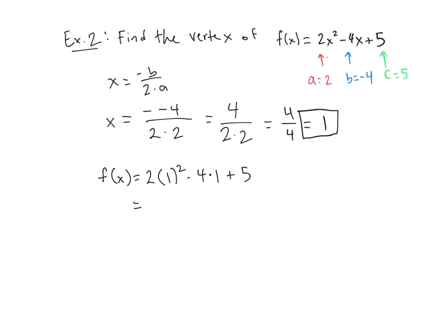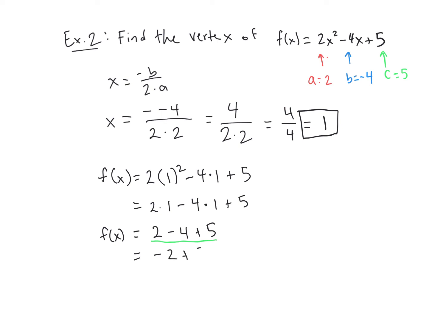Solving that out, 1 squared is just 1, so 2 times 1 minus 4 times 1 plus 5. 2 minus 4 plus 5. So if f of x, my y value, is 2 minus 4 plus 5, go ahead and solve that out. So just solve 2 minus 4 plus 5 for my y value. Enter your answer when you're ready.